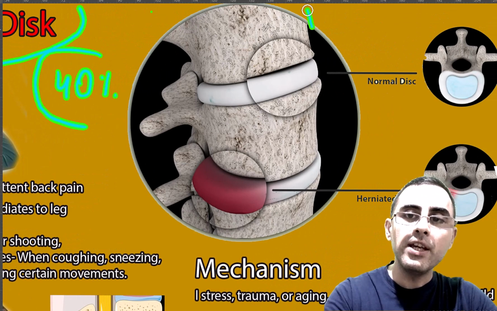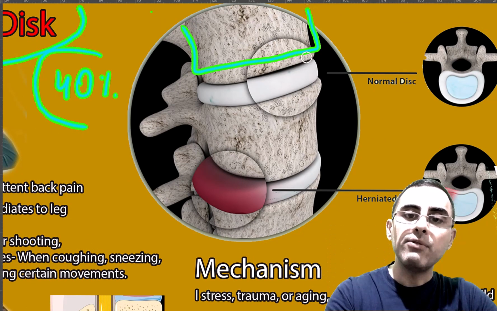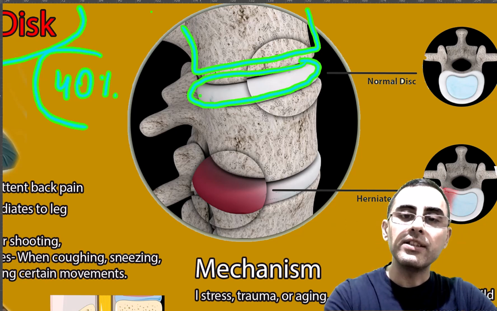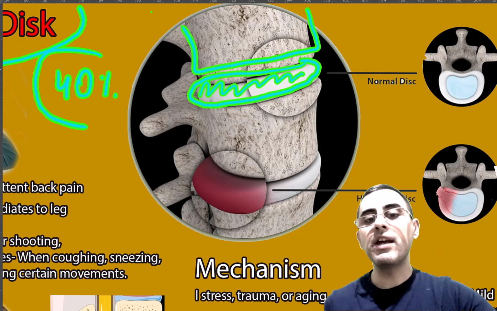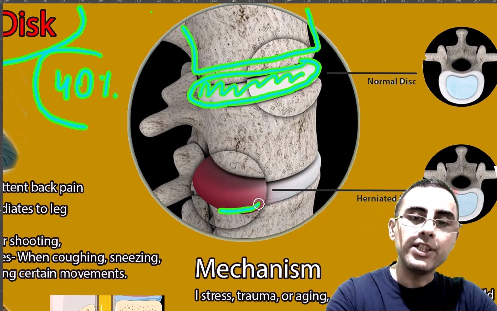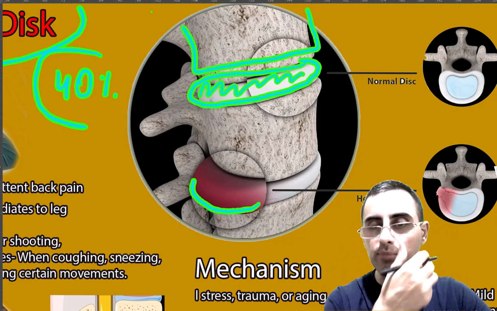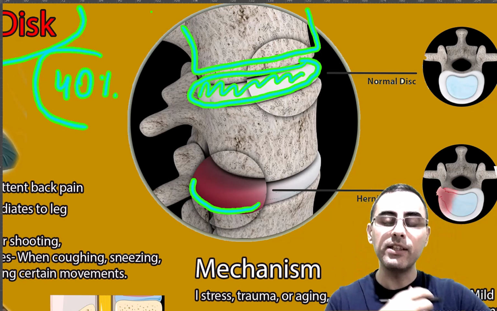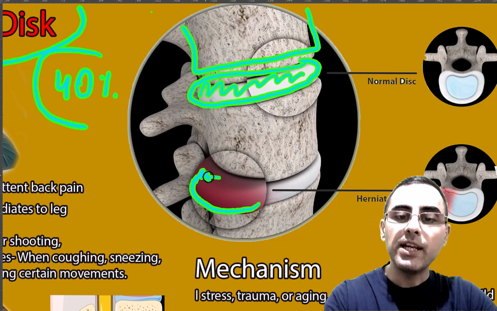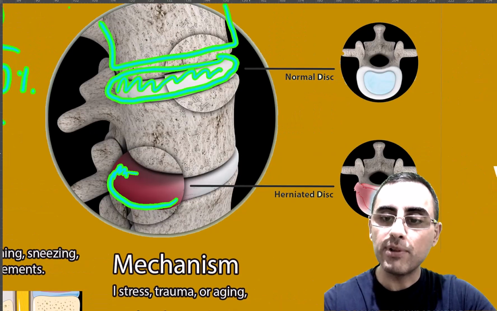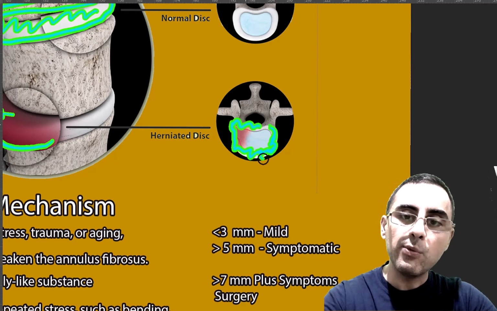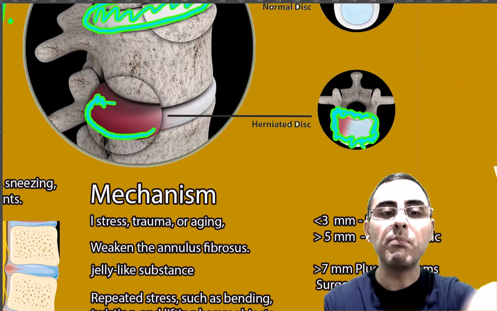We have vertebrae, and between vertebrae we have intervertebral discs, and these discs play a role as a shock absorber. Over time, because of aging or because of heavy lifting, twisting, bending and different movements, this disc can weaken. This disc has a fibrous capsule. You can see this capsule here, and this capsule weakens over time and it's bulging.